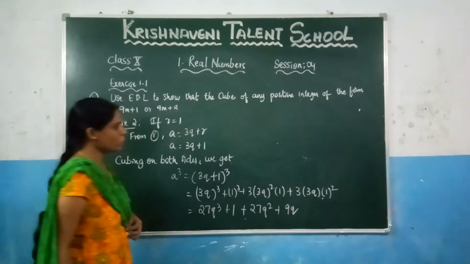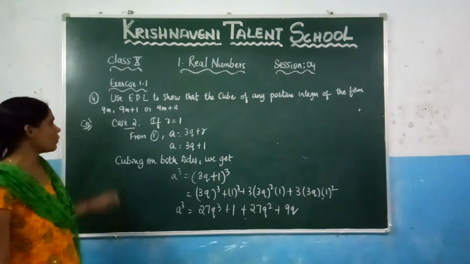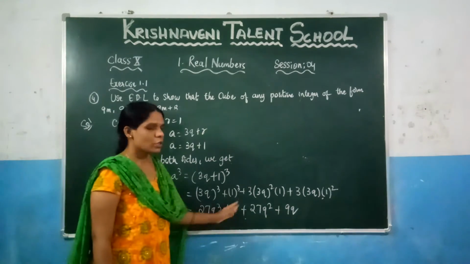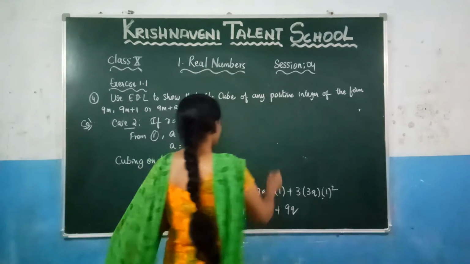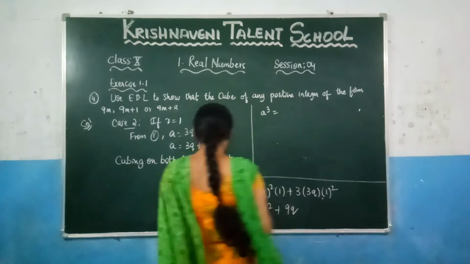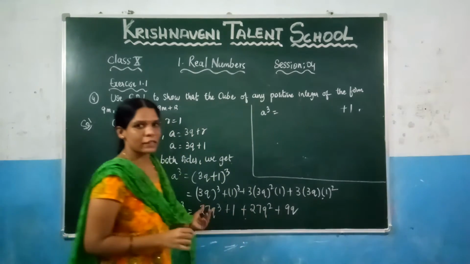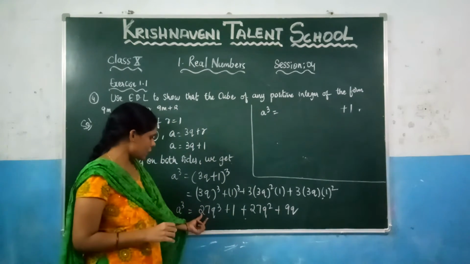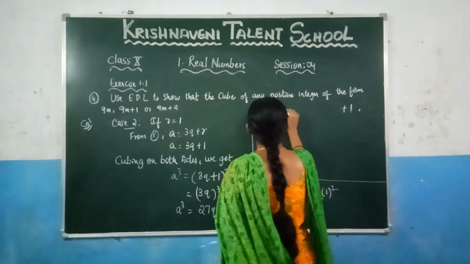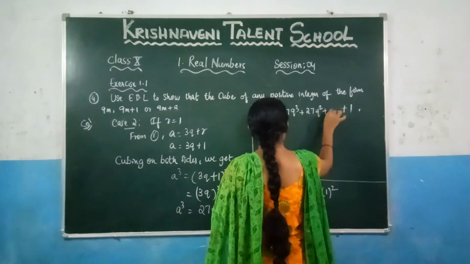Now what we need to show? We need to show here the cube of any positive integer is either of the form of any of these ones. So for that reason, let us write this one to the right. So what you will get it here, a cube is equal to, just I am writing this one at last. Right? Now what are the remaining terms which are left out, which are 27q cube, 27q square and 9q. So write it here, which is 27q cube plus 27q square plus 9q.